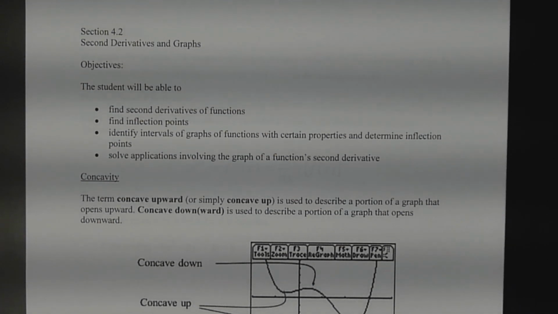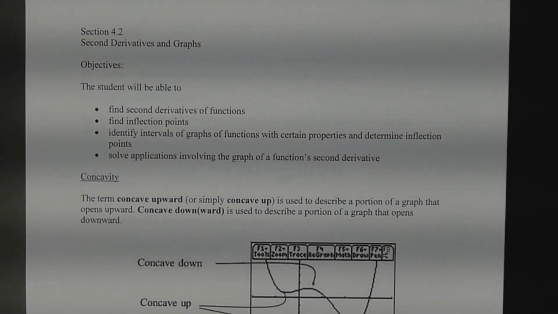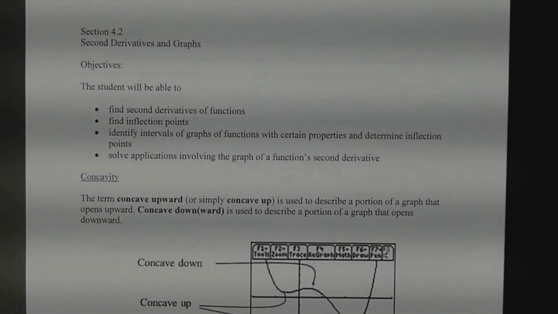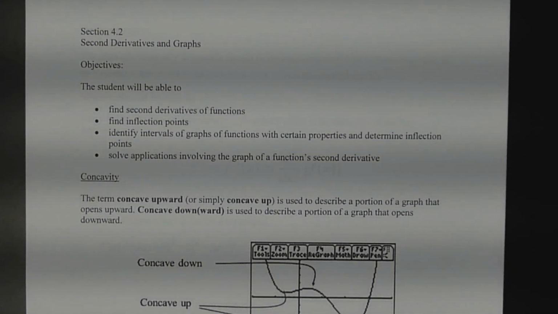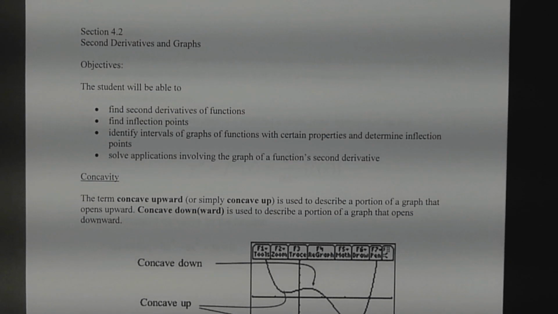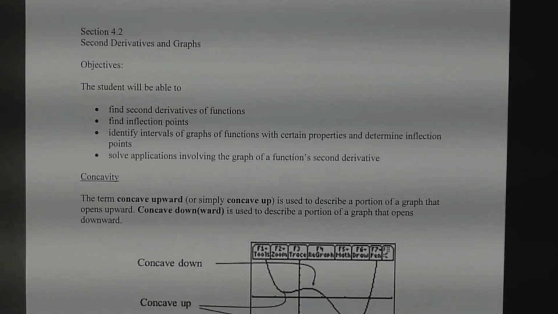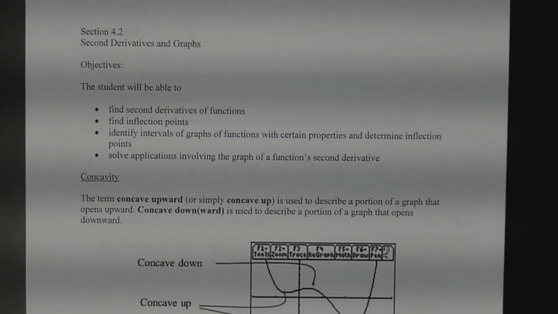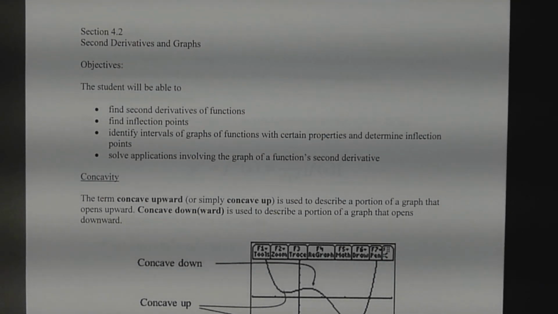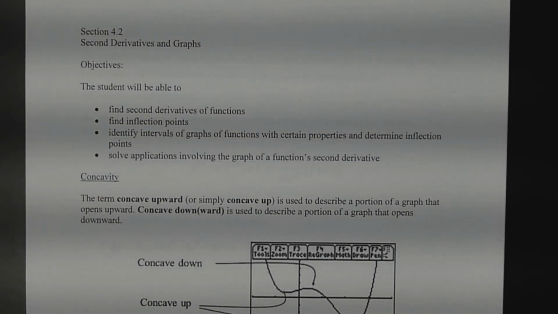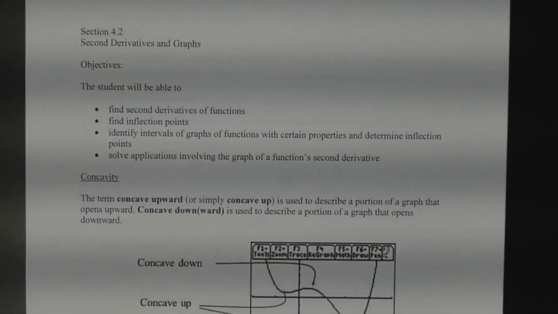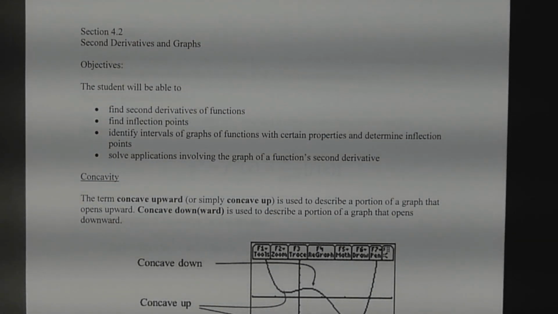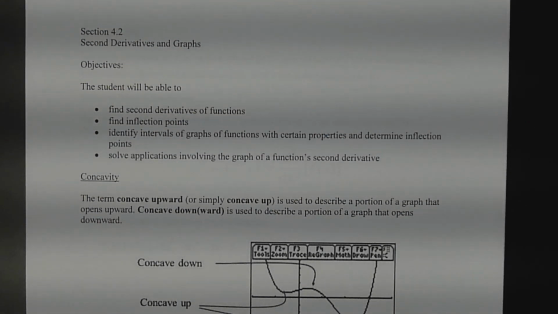Okay, in this video, we're going to talk about section 4.2 dealing with second derivatives and graphs. We're going to find second derivatives of functions, also going to find inflection points. Then we're going to identify intervals of graphs of functions with certain properties and determine inflection points. And then we're going to be solving application problems that involve the graph of a function's second derivative.